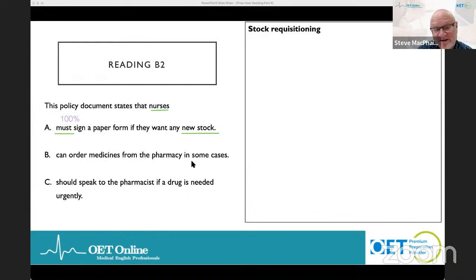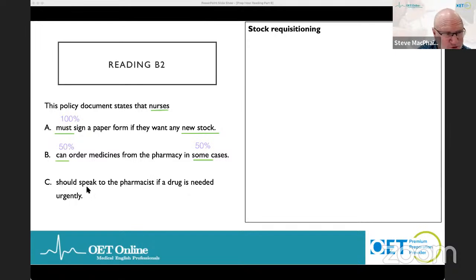B, can order medicines from the pharmacy in some cases. Okay, so this one's not so clear. So can, that's a modal verb. They can, they're allowed to. They can order medicines in some cases, not all. So maybe if we were putting percentages, it's just a possibility. Maybe we just say 50, we'll just go middle, some cases, 50%. We don't really need to put a number on these, but it just helps make it clear, doesn't it? It's an option, right? 50-50, you don't have to. But they can order medicines in some cases.